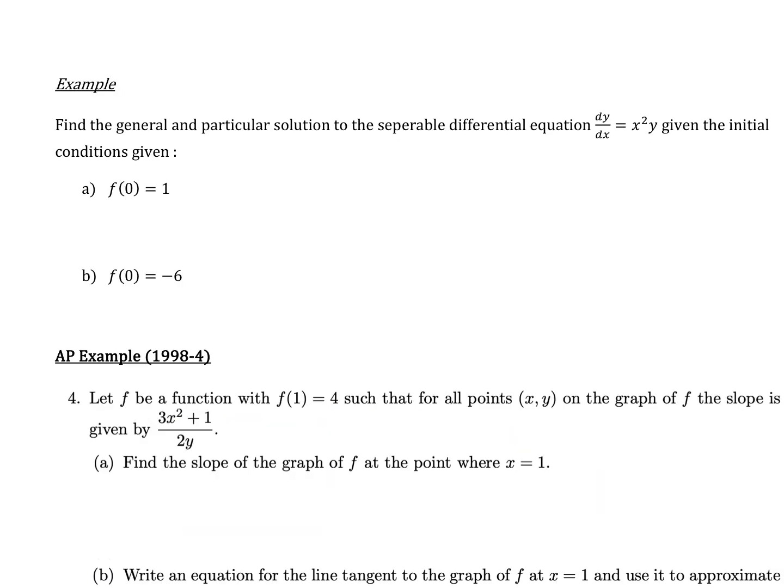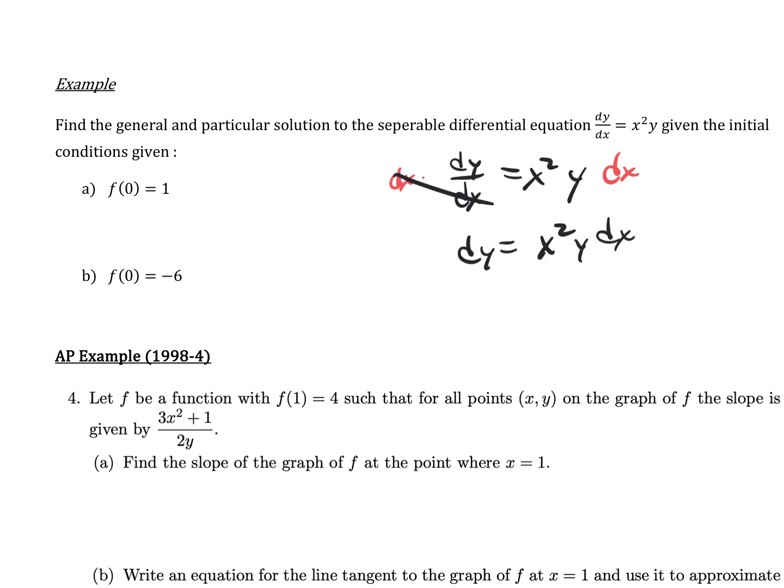So the last example had a quotient. Here's one that has a product. Let's find the general and particular solution of dy/dx equals x squared times y. In this case, let's find our general solution first. We need to get the x's on one side and the y's on the other side. So let's multiply by dx on both sides, and we'll end up with dy equals x squared y dx.